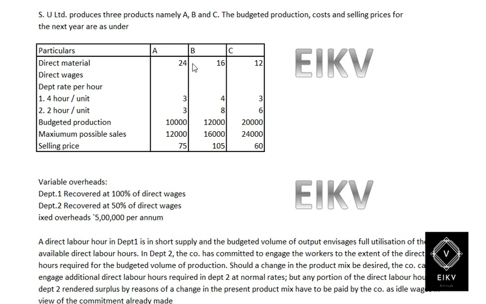So some of the details are given such as direct cost 24, 16 and 12. Direct wages shall be divided into two. Department 1, direct labor hour 4 hour per unit 3, 4 and 3, and then department 2, 2 hours per unit 3, 8 and 6. Then we have budgeted production 10,000, 12,000 and 20,000. Maximum possible sales is 12,000, 16,000 and 24,000. Then comes selling price. Selling price is 75, 105 and 60.